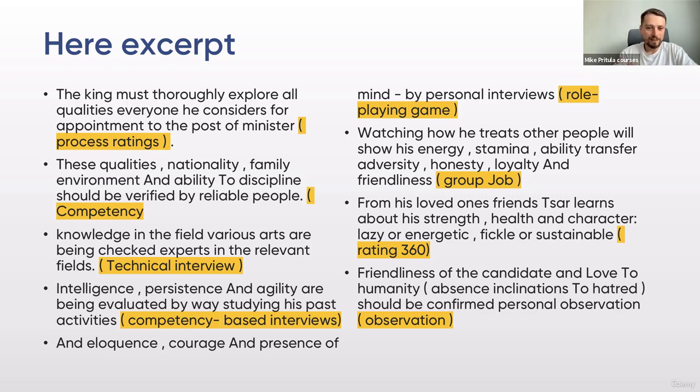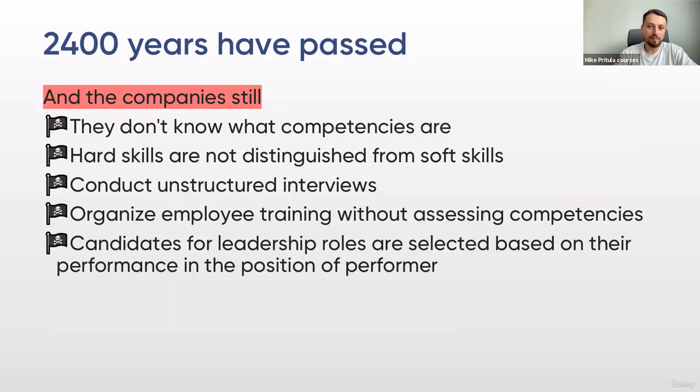For example, qualities such as nationality, family background, and discipline should be checked with reliable people. The candidate's knowledge of various arts is tested by experts in the relevant fields, and so on. That was the first mention. Even then people understood that selection was a very important stage. If we have selected the wrong person, then later on, it is difficult to correct that.